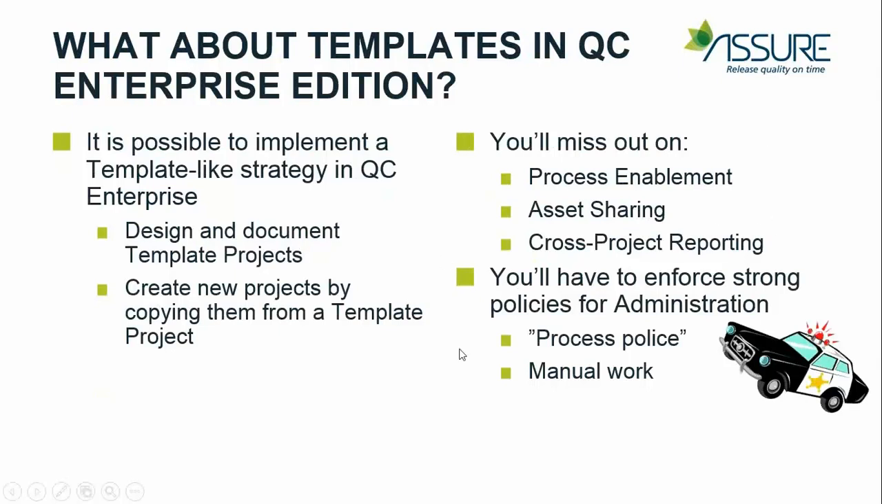And if you're doing this in QC Enterprise, you'll have to enforce quite strong policies for administration. I like to call it process police, where you have to make sure that projects stay aligned, projects don't make any sudden changes to the way they work. And that's a lot of manual overhead. So we do see the right way to go forward is to upgrade to ALM, and the customers we've seen do that have got a lot of great value from the HP ALM version, both from the administration as well as from some of the more business side features such as asset sharing and ALI.